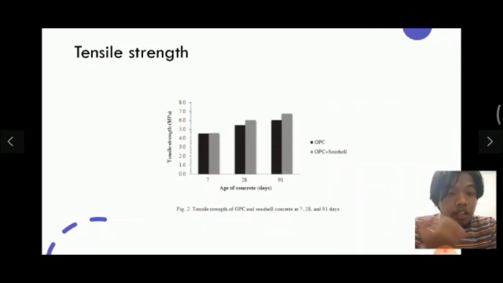Next is the tensile strength. As you can see from this graph, the black one represents OPC and the grey one represents OPC plus seashell. This one is the same as the last one, age of concrete versus the tensile strength. For the 7 days, it is almost the same for both types, and for the 28 days, OPC is lower than OPC plus seashell. For 91 days, OPC plus seashell is better than OPC. So for the tensile strength, we can see that OPC plus seashell is better than normal OPC.